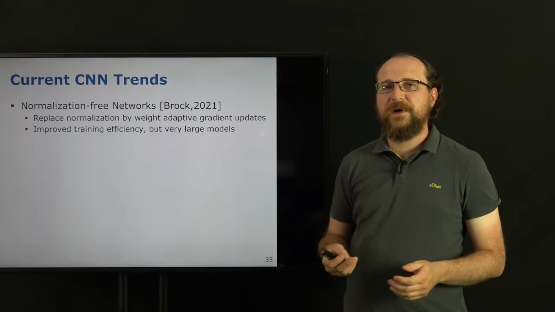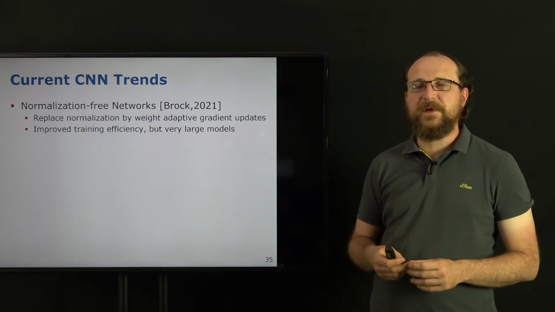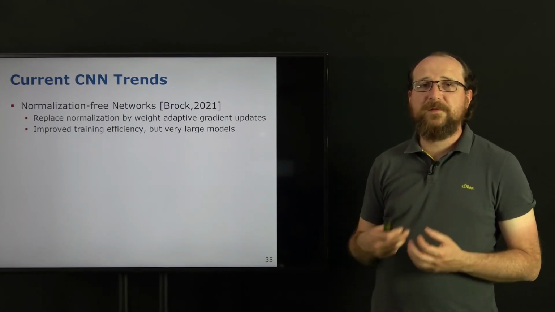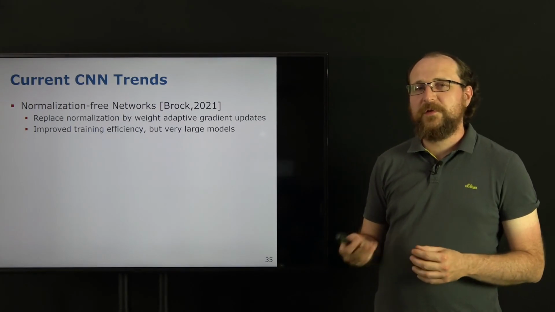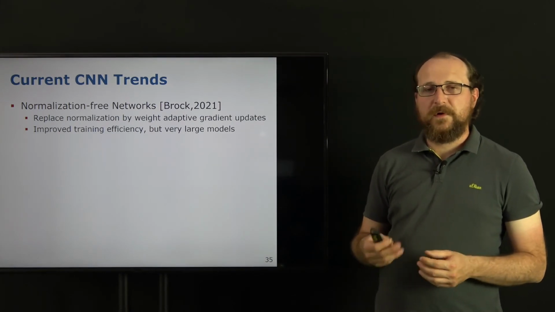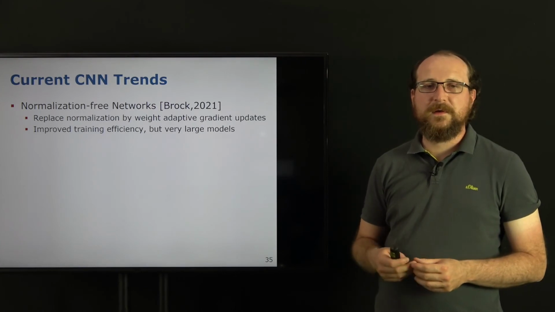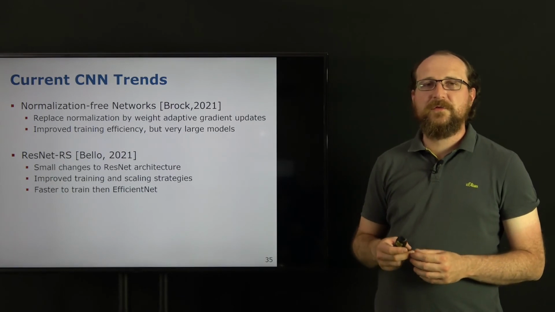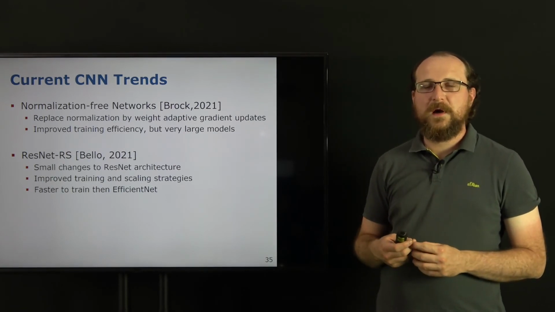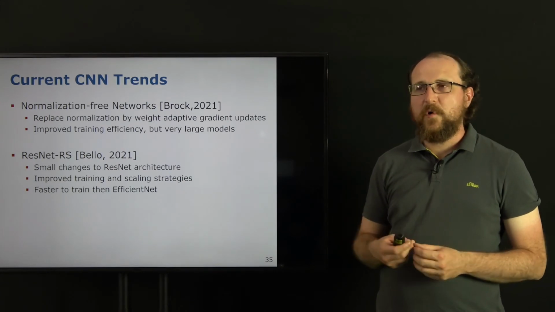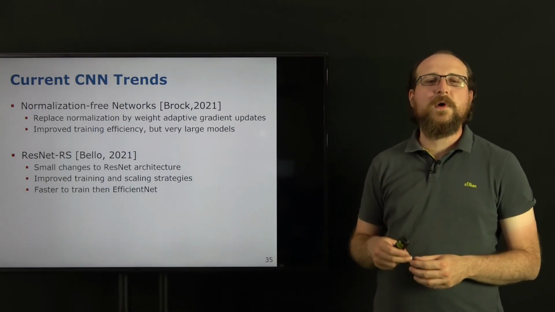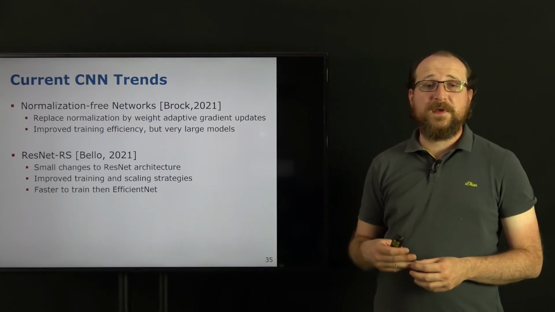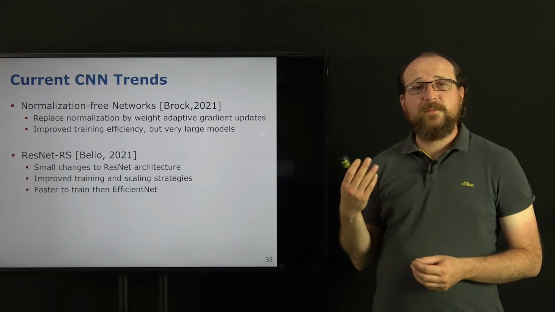And the important part here was that by not using the batch normalization in between, we get more efficient training, so we can train the network faster, basically. But of course, the downside compared to EfficientNet was that the models get very large in the end. One interesting idea is then to not only look at how we get more efficient networks, but what we can maybe do by using existing structures like ResNet, by using the scaling strategies, but also by improved training.